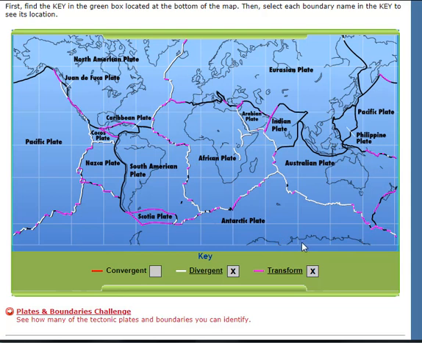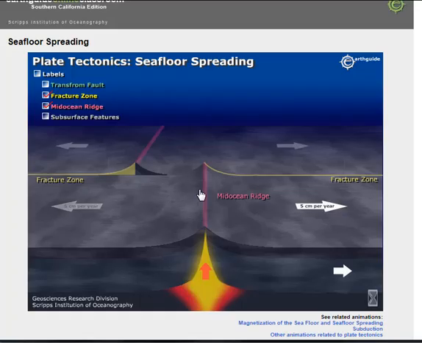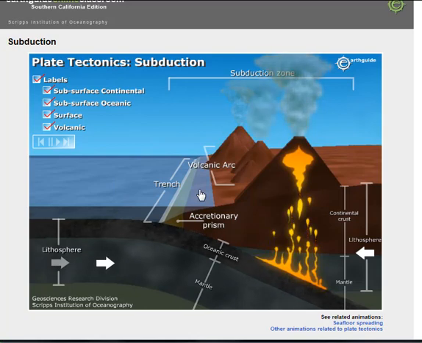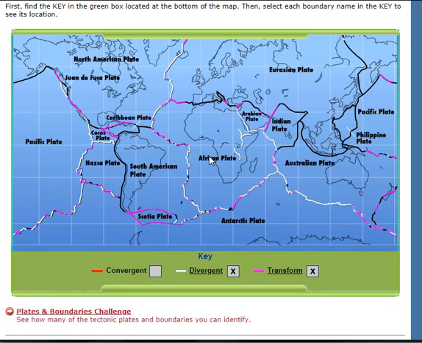So what kind of geological feature will you find at a transform boundary? You'll find earthquake faults. At a transform plate boundary, there is no subduction going on. Without subduction, you're not going to get volcanoes. At the transform plate boundaries, you have no subduction, and so you just have earthquakes.